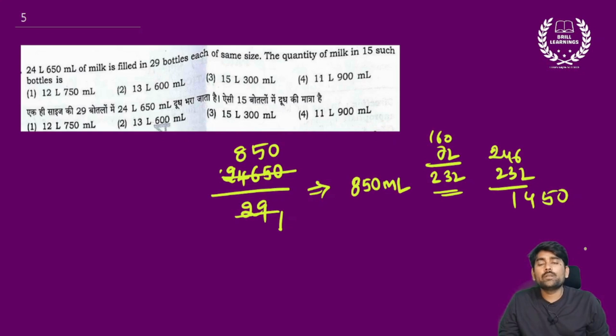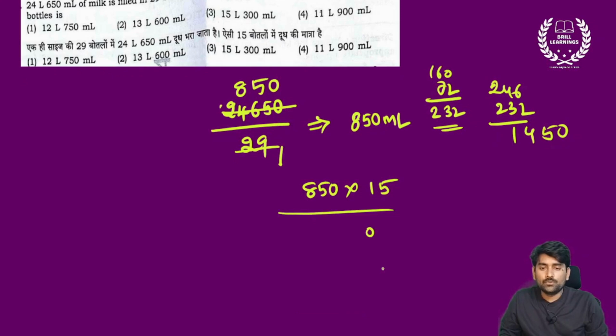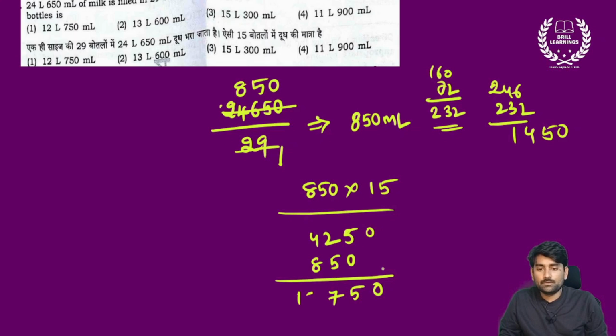Now the question is the quantity of the milk in 15 such bottles. That means we need to multiply this value with 15. That is our answer. So we'll get the total quantity here. So 850 times 15. 5 5s are 25, 5 8s are 40, 42, 0, 5, 8. So 0, 5, 7 and 12.